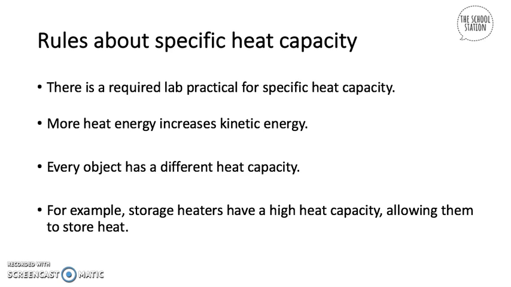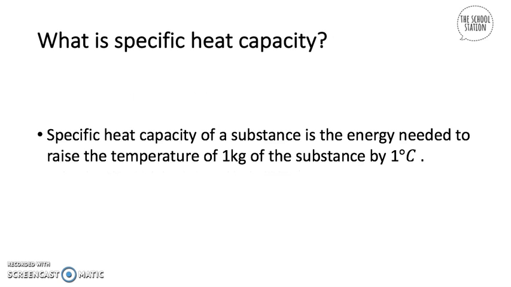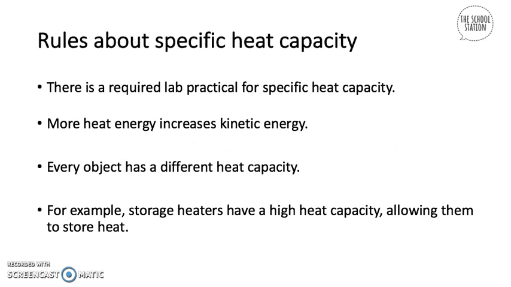The third rule is that every object has a different heat capacity. For example, copper and zinc are both going to have different heat capacities, and you have to find a specific heat capacity by following the rule that I showed you earlier, which is: specific heat capacity of a substance is the energy needed to raise the temperature of 1 kg of the substance by 1 degree Celsius.